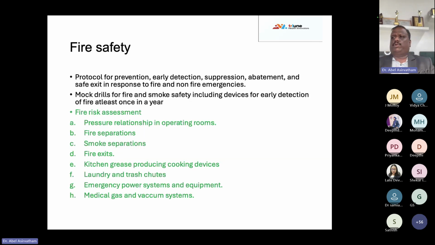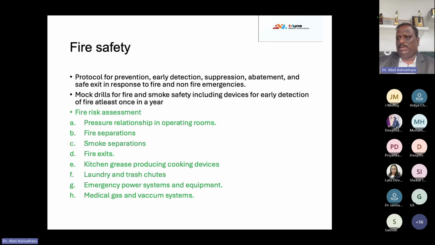Then fire safety: we have a protocol for prevention, early detection, suppression, abatement, and safe exit response to fire and non-fire emergencies. Mock drills for fire and smoke safety, including devices for early detection of fire, at least once in a year. And please remember, all the 8 FMS plans need to be trained, not only the non-clinical staff; doctors, nurses, everybody needs to be trained on these facility plans. It need not be a detailed one, but at least what the plan is, how to implement the plan, and one or two monitoring indicators need to be told to the team.